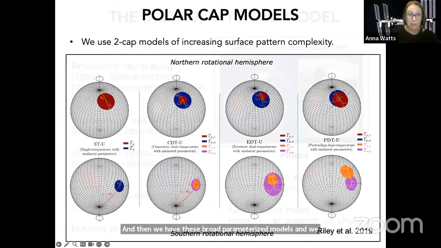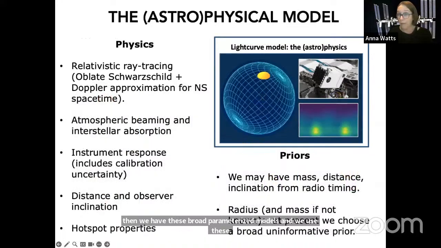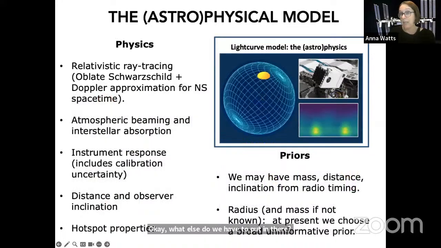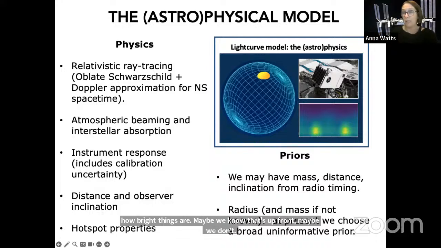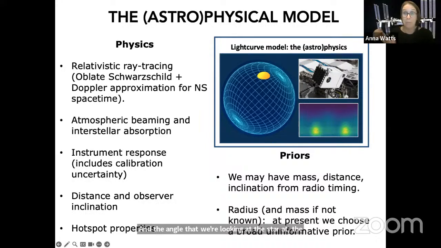Okay, what else do we have to put in there? We have the distance of the star. That will actually set how bright things are. Maybe we know that up front, maybe we don't. The angle that we're looking at the star at, the inclination, will affect what we see. Again, maybe sometimes we know this, maybe sometimes we don't. Hotspot properties I've mentioned. And then we may have priors on some of these parameters.